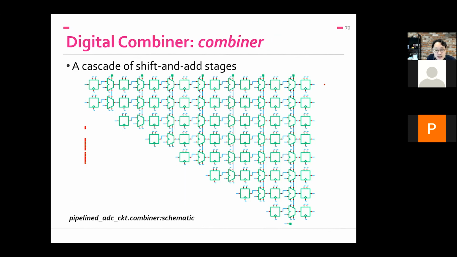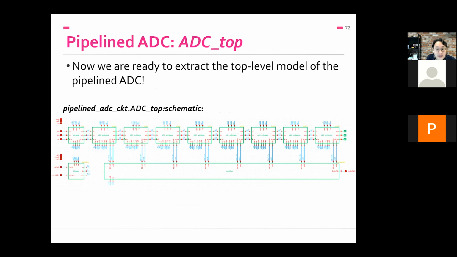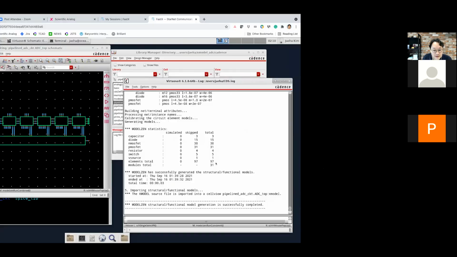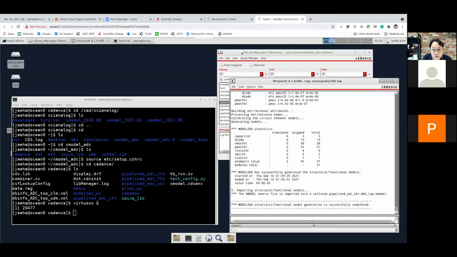This is actually only made of a full adder and a D flip-flop. We already applied UDM for the D flip-flop. For the full adder, that's a combinational logic, so we just apply a combinational logic UDM, identifying its input and output. That's it. Now we go to the ADC top, run. For that one, because it's the last one, I will do the demo.